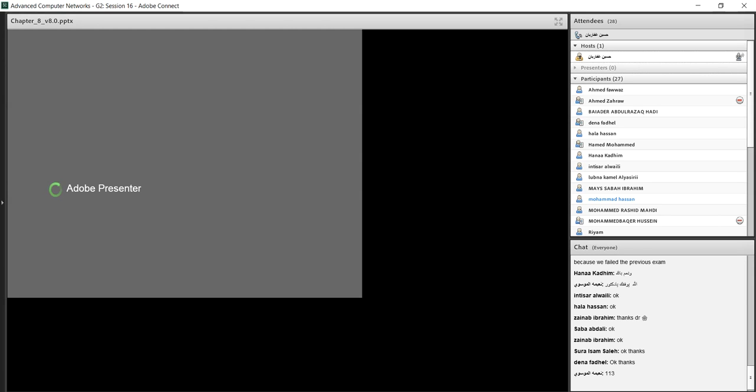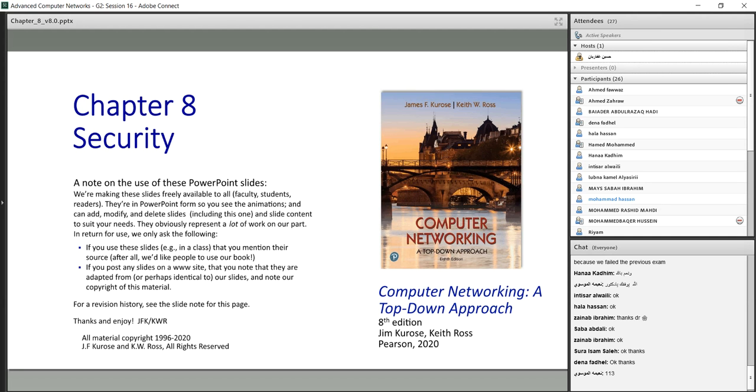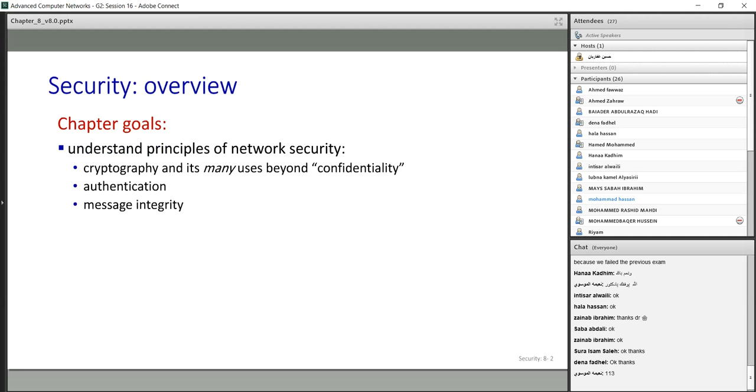Okay. Chapter 8. In chapter 8, we want to talk about security, network security. Okay? It's another main topic in computer networks. Here, in this chapter, we talk about some basic principles of network security.